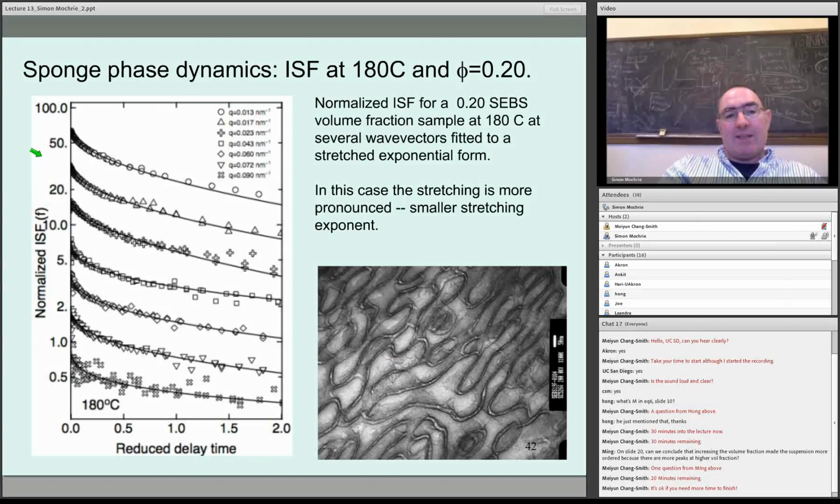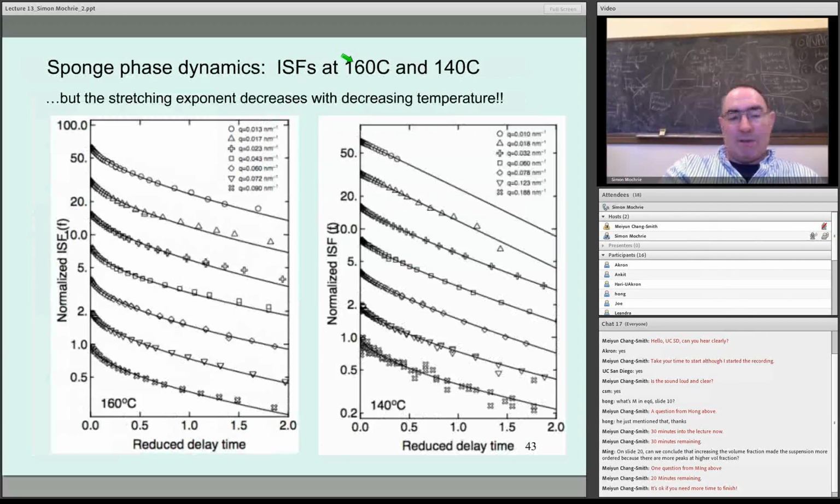In this case, at high temperatures, 180 degrees, you see this. I'm plotting things in the same way: logarithmic scale along the y-axis, linear scale along the x-axis, and you see that these are very definitely not straight lines. So the stretching exponent is rather small, 0.2 or 0.3, something like this. This is at 180 degrees, but if you go to lower temperatures, 160 and 140, the stretching exponent gets less.